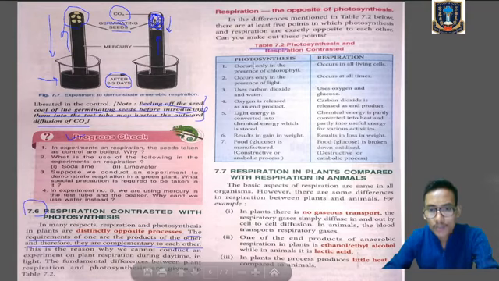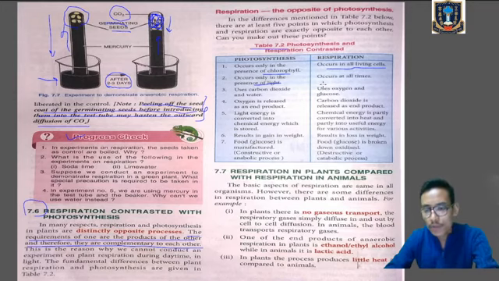Number 7.2, photosynthesis occurs in the presence of chlorophyll, that we know. Respiration occurs in all the living cells. Photosynthesis occurs in the presence of light. Without light there will be no photosynthesis, but respiration occurs at all times. Photosynthesis uses carbon dioxide and water. Respiration uses oxygen and glucose.